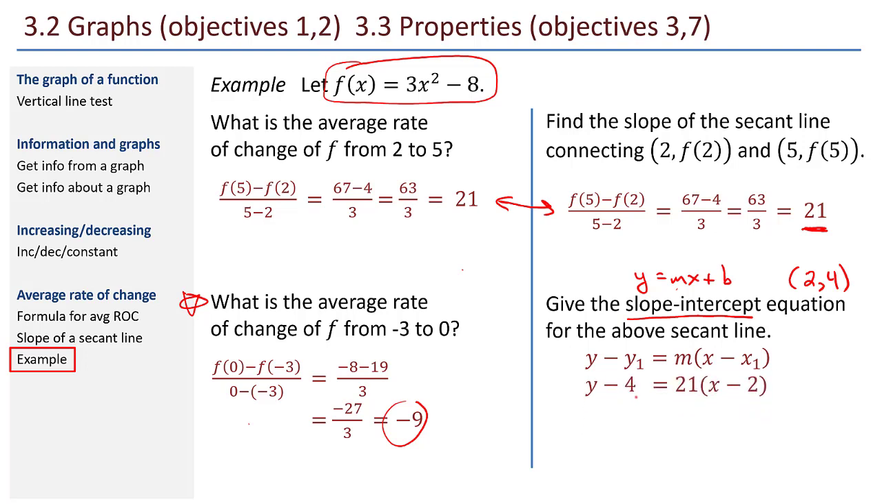So I plug in the 2 and the 4 where they go. I plug in the 21 where it goes. Let's distribute the 21 on the right. And then I will add 4 to both sides. And we get it. So there's our answer. y equals 21x minus 38. That is the slope-intercept equation for the secant line.